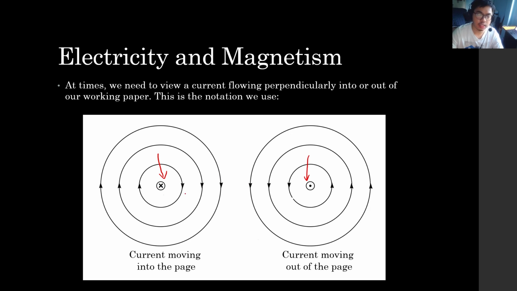And then finally, make sure you know what these two symbols mean. The X tells you that it is moving into the page. It could be anything, from magnetic field, force, or current. If it's a symbol with an X, that means that field, that current, or that force is moving into the page. If it's a dot, then that means either the force or the current or the magnetic field is moving out of the page. So these are symbols to show you the direction.